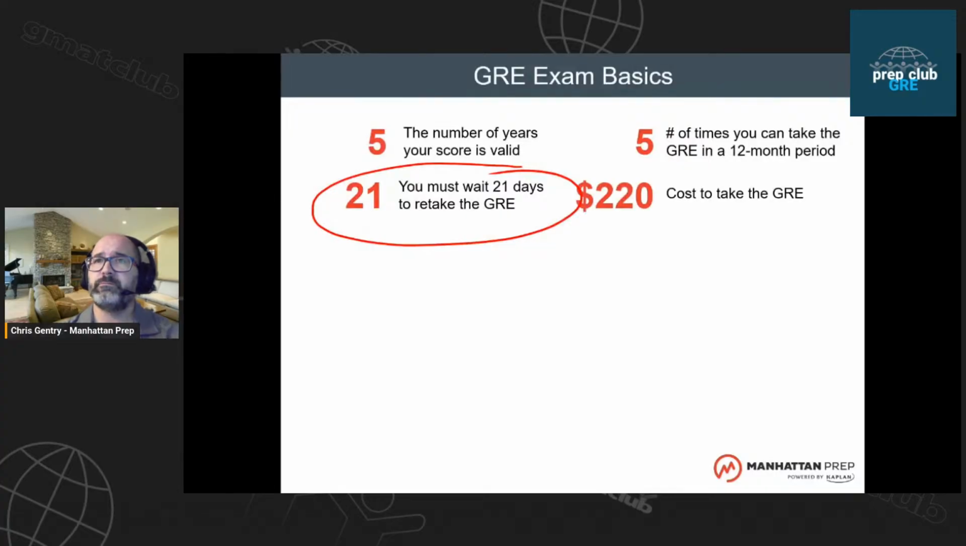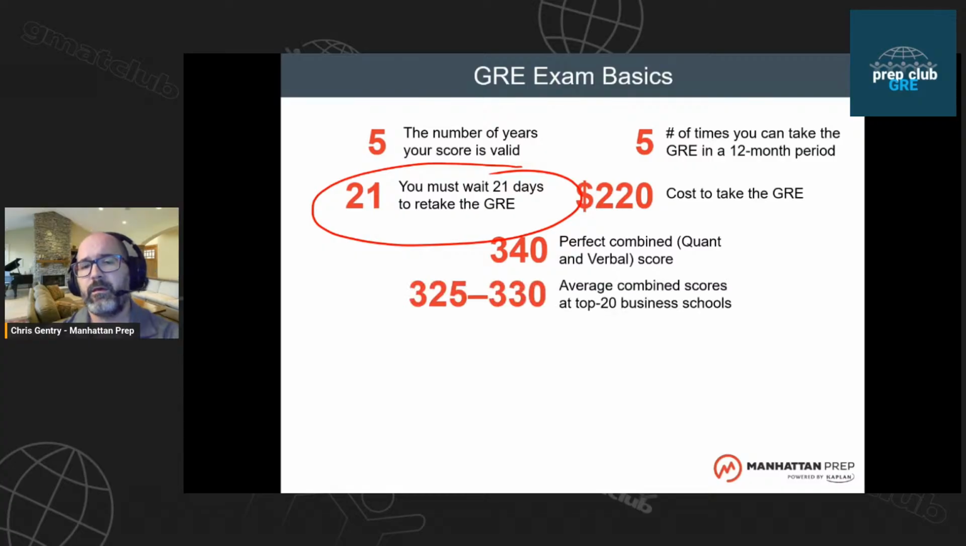Moving forward from there as well, we have a cost to take it. You have a possible perfect score. Generally speaking, you're aiming for anything anywhere from 325 to 330. Especially if you're looking at MBA programs, your goal is to have quantitative in the 160s, if at all possible, and verbal right around that 160 mark. That's sort of the ideal benchmark.